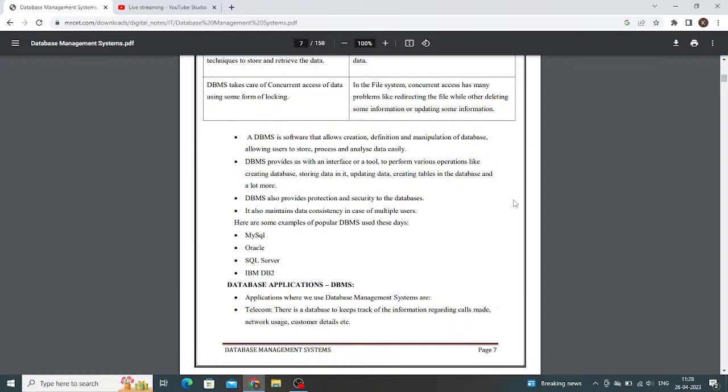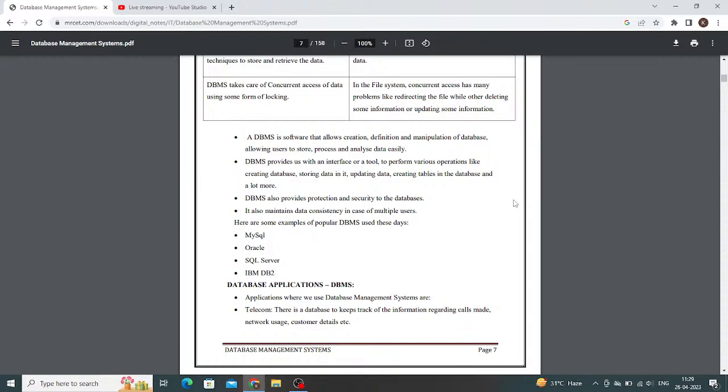Okay, second, DBMS also provide protection and security to the database. It also maintains data consistency in case of multiple users, like the same file opened by multiple users at the same time, so it provides consistency at that time so that every user can easily search and do their work on that.